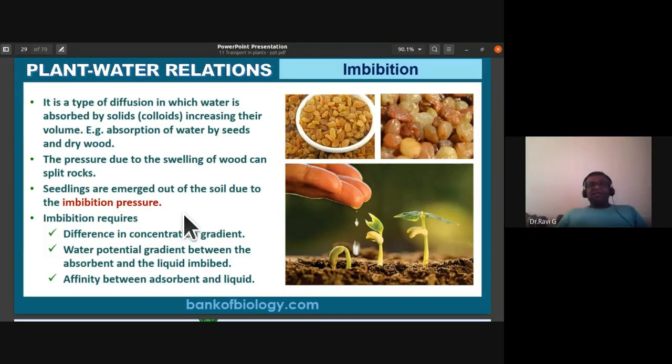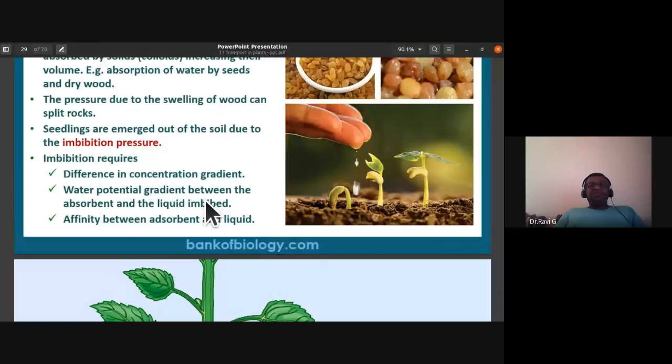Now, what are the necessary parameters for imbibition to occur? Imbibition requires a difference in concentration gradient. So a water potential gradient between the adsorbent and the liquid imbibed should be there. There should be a difference in water potential between the adsorbent and the liquid imbibed. Affinity between adsorbent and liquid is also an important aspect for imbibition to occur. So these are the factors that you have to remember.